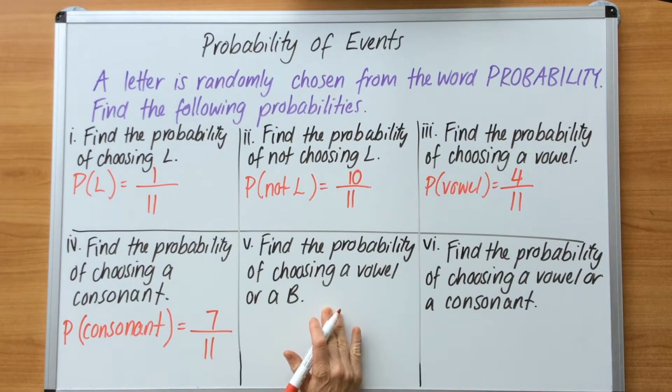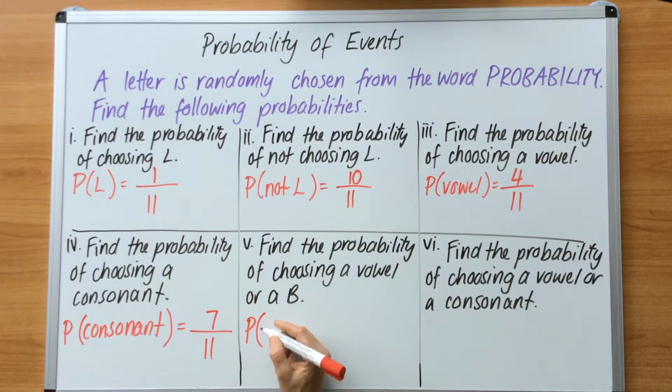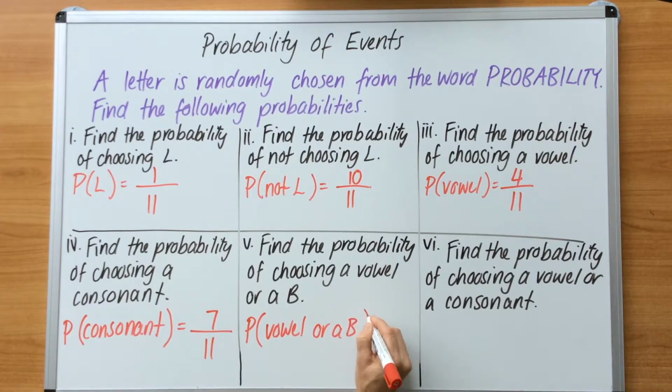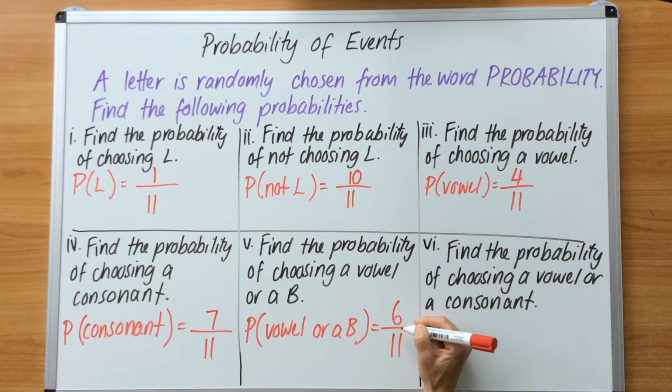Question 5. Find the probability of choosing a vowel or a B. So P bracket vowel or a B bracket equals fraction line. And we know there are 11 outcomes because there's 11 letters in the word probability. So there are 4 vowels and 2 Bs, which makes it 6 over 11.